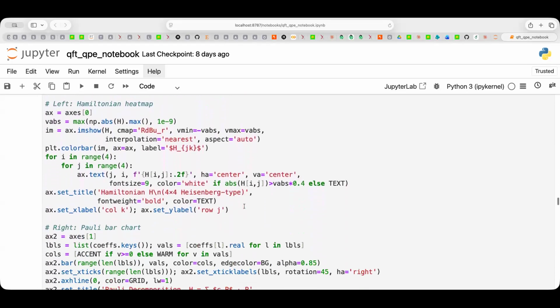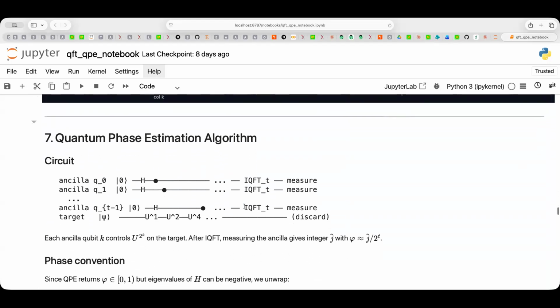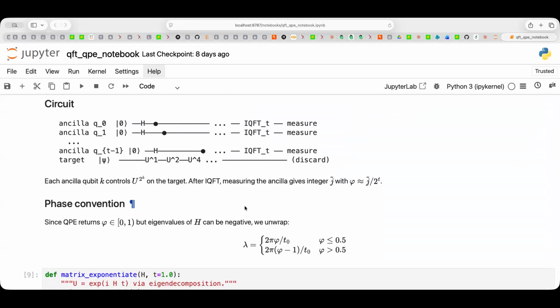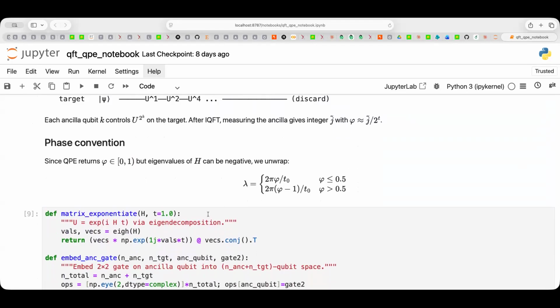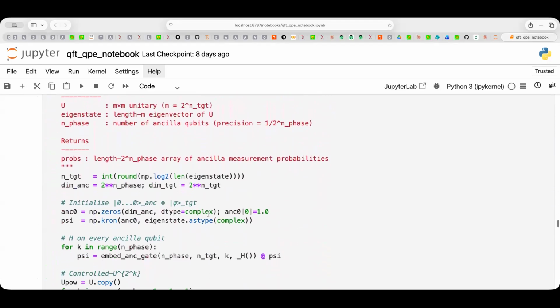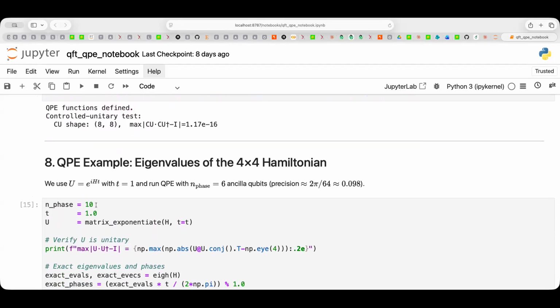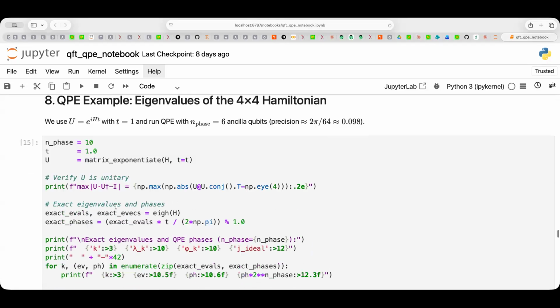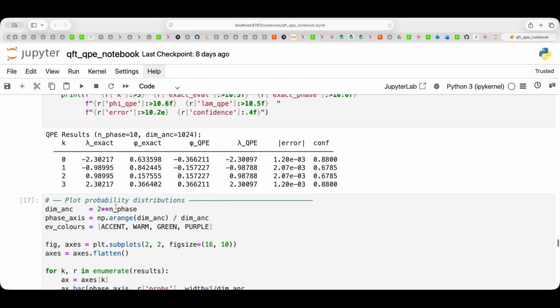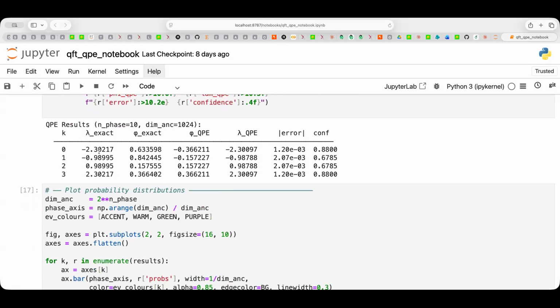But if you run the QPE algorithm for this specific case here, this is just the implementation of the quantum phase estimation. This result here is based on me using 10 ancilla qubits. If I have 6 ancilla qubits, my precision would be 0.098. If I take 10 ancilla qubits, you will see now that the difference between the quantum phase estimation algorithm and the exact one is at the level of 10 to the minus 3. So this is what I get if I have 10 ancilla qubits.